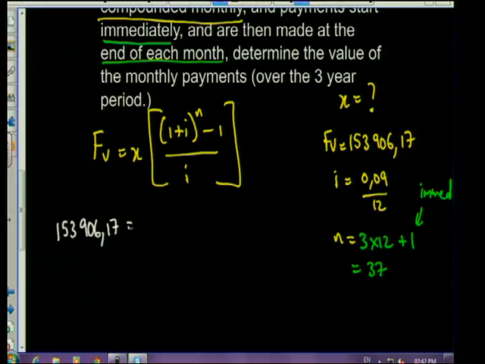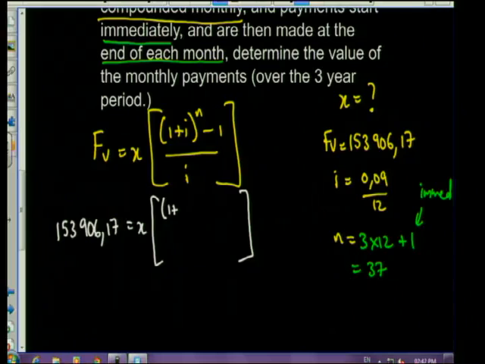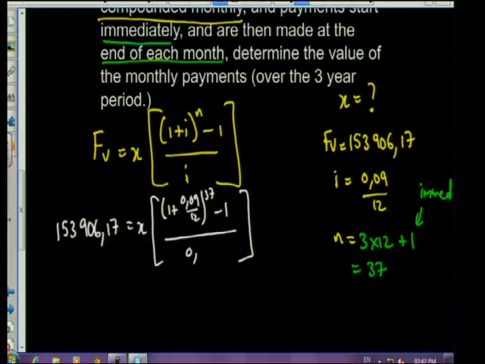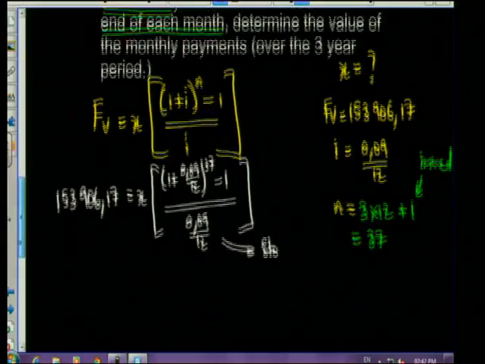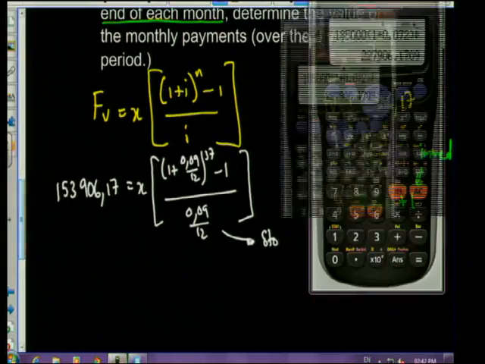153,906.17 is equal to the x, then over here 1 plus the interest rate, which was 9% compounded monthly, and that is to the power of 37. Don't forget that 37 minus 1, all over 0.09 over 12. I'm going to get this answer, store it, and then divide across to isolate the x. So that's where I'll pull up my calculator.